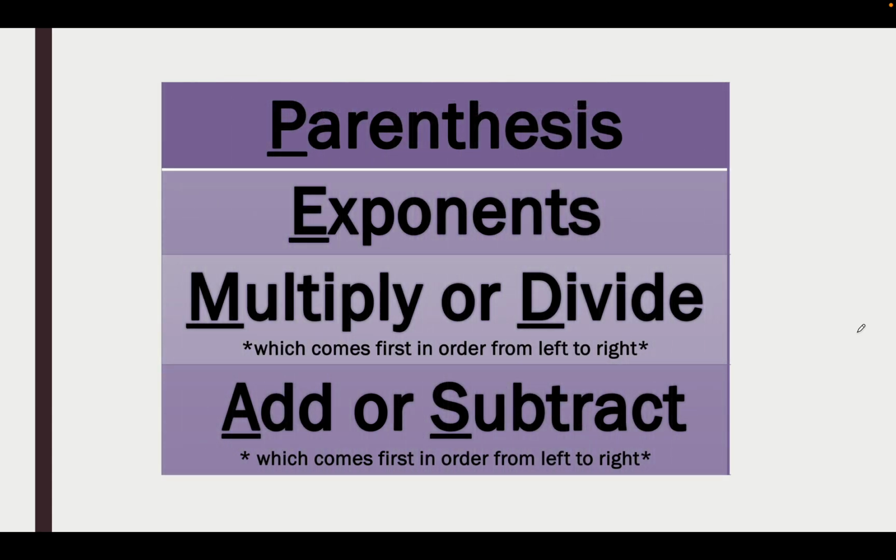PEMDAS is an acronym for parentheses, exponents, multiplication and division, and addition and subtraction. When we get to the multiplication and division step, we have to make sure we don't necessarily always multiply before we divide. We do whichever comes first in order from left to right. And that can be confusing because when we say PEMDAS, we assume M comes before D, but it's whichever one comes first in the problem in order from left to right.